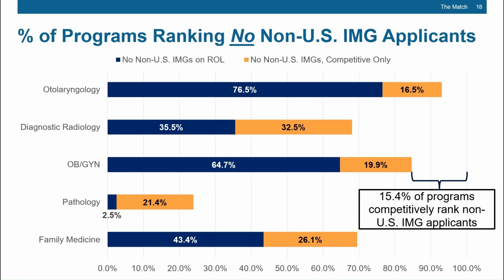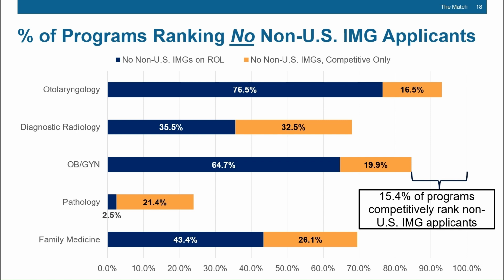Taking our OBGYN example again, 64.7% of programs did not rank non-US IMGs competitively or non-competitively, and 19.9% did not rank them competitively, but did rank them non-competitively. This results in 84.6% of OBGYN programs that do not rank non-US IMGs competitively, and 15.4% that do rank them competitively. This is nearly identical to the US IMG results I presented previously.